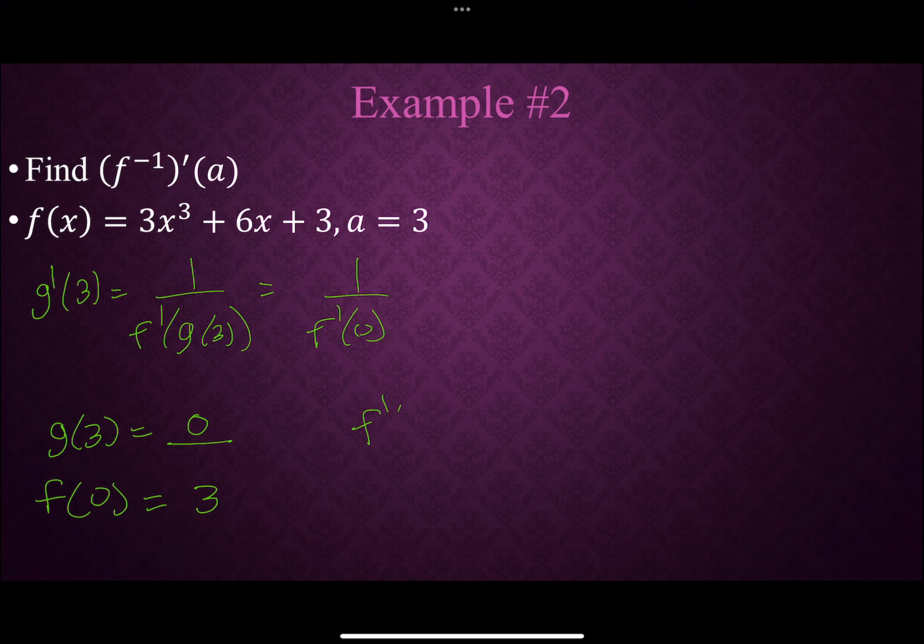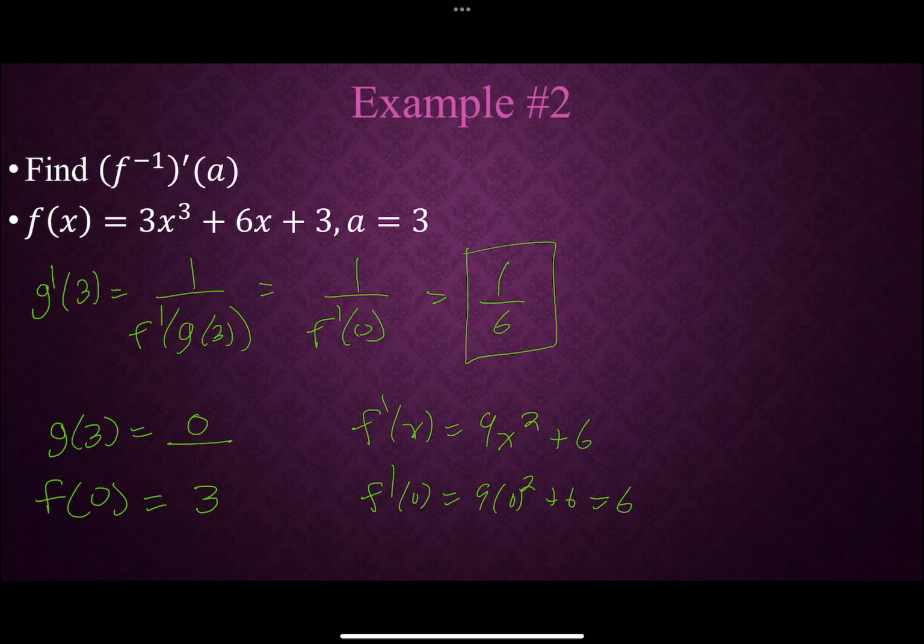So our derivative of f of x would be 9x squared plus 6. So f prime at 0 would be 9 times 0 squared plus 6, which is just 6. So our final answer is 1/6. All right, so that's our inverse functions.